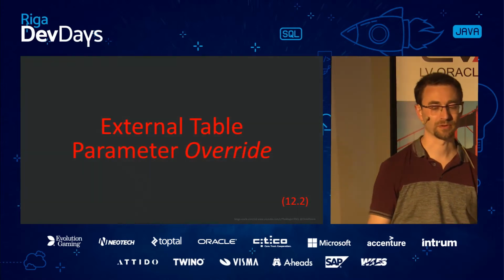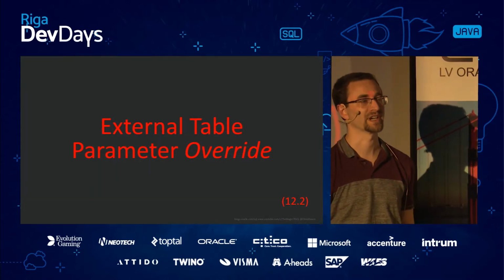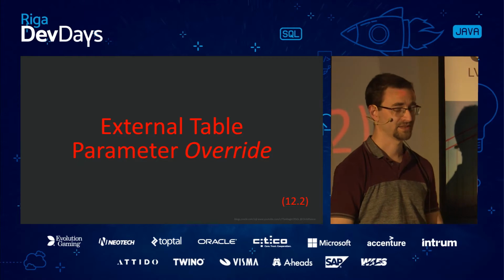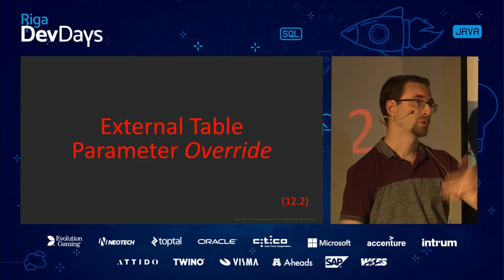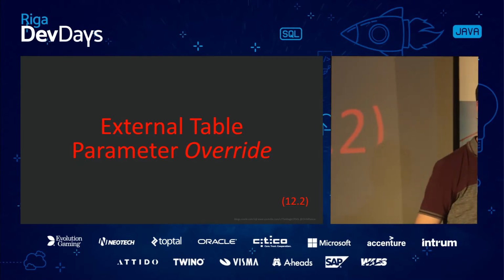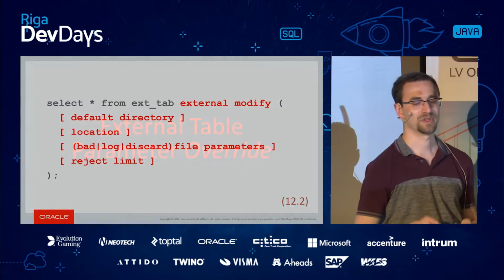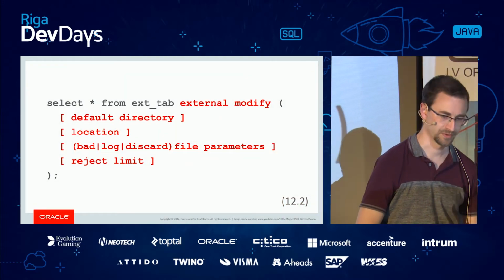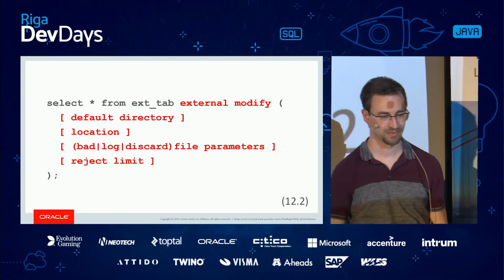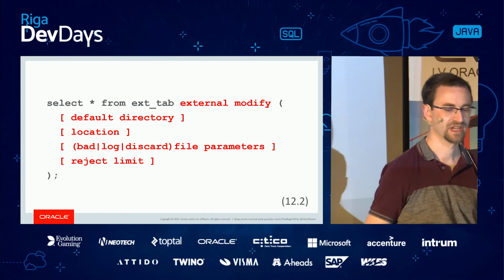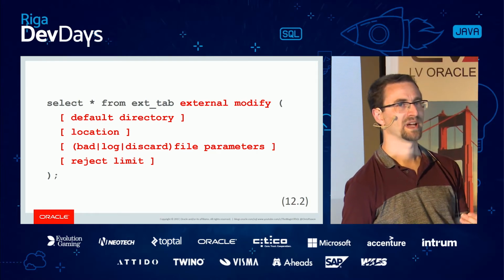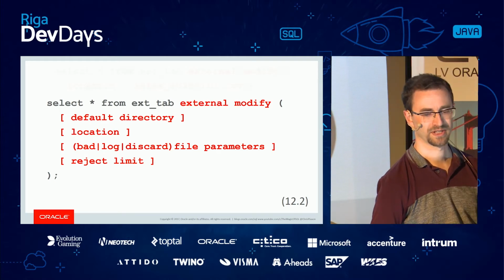We introduced something called the external table parameter override, which allowed you to do exactly that. It says, here's your external table, point it at a new directory or a new file, and so on. And you do that with this external modify clause. So you can change the directory location, log files, and reject limit.